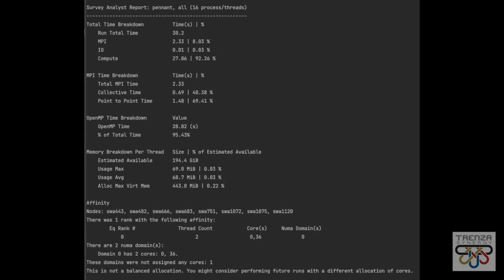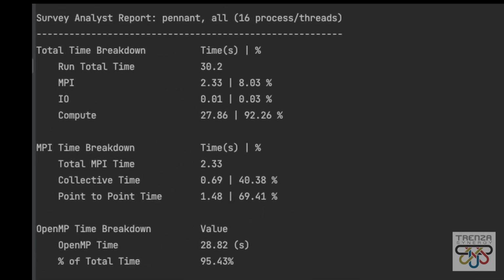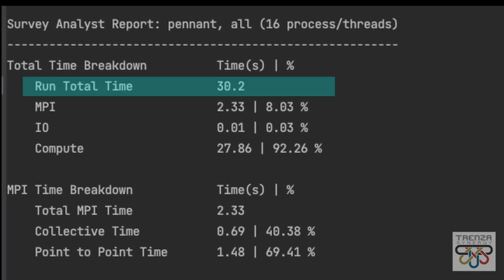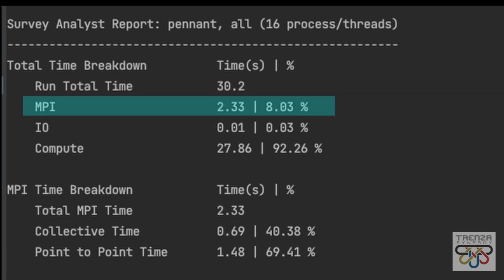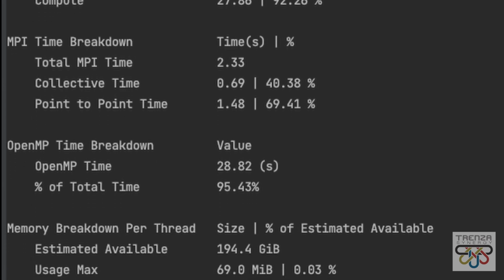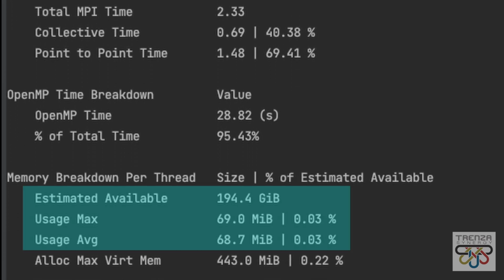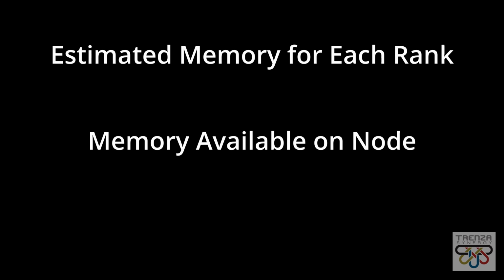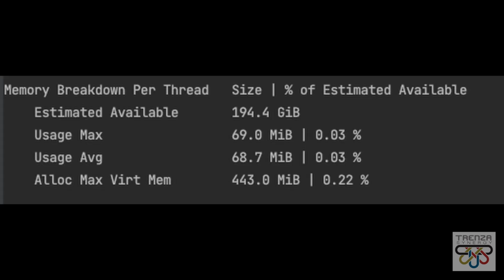Now let's take a look at a quick summary of the performance results of this run. The total runtime is just over 30 seconds. The MPI functionality only takes up 8% of the total runtime, and the average memory usage of a thread is only 0.03% of what is estimated to be available for that rank. To estimate how much memory is available for each rank, we figure out how much memory is available for use on the node and divide that amount by the number of ranks on the node. In this case, we only have one rank for each node, so each rank has access to almost the entire resources of the node.